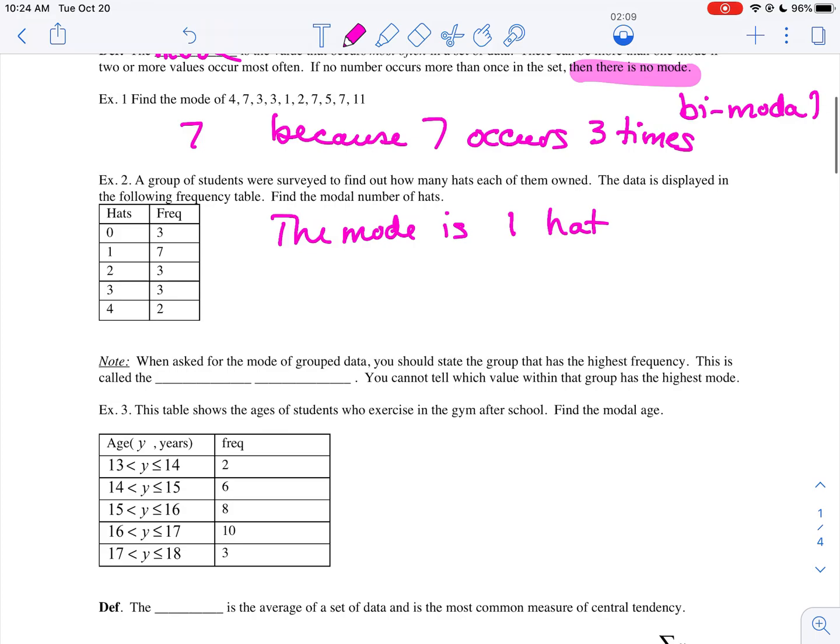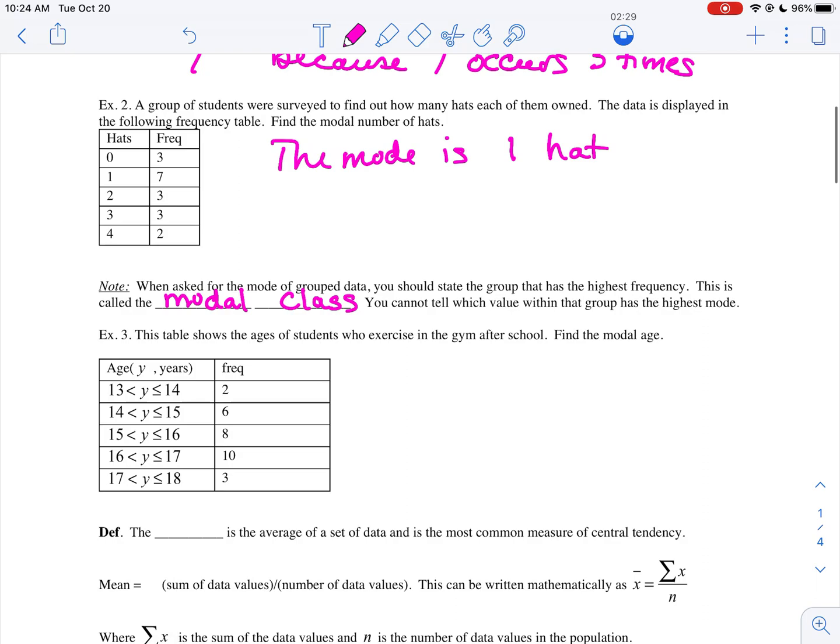Frequency is the number of hats. Note, when asked for the mode of grouped data, you should state the group that has the highest frequency. This is called the modal class. You cannot tell which value within that group has the highest mode.